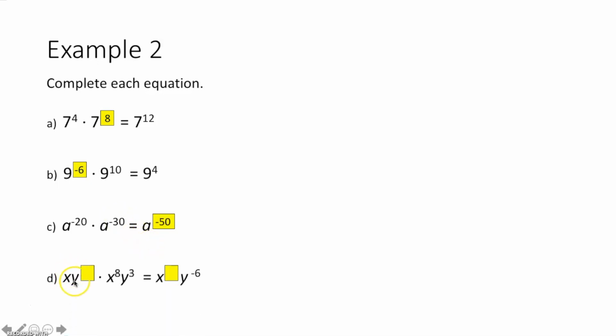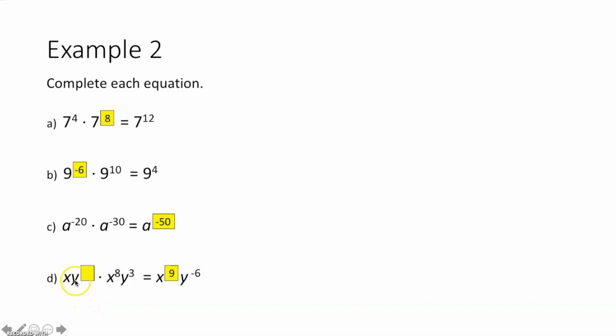Lastly, we have x times y to the something times x to the 8th times y to the 3rd equals x to the something times y to the negative 6. Okay, so all of these are basically being multiplied together. So what we can do is deal with the x's first, and then we'll deal with the y's. So x by itself is the same thing as x to the 1st power, right? So this is going to be x to the 1st times x to the 8th. Now what's 1 plus 8? That's going to be 9. So over here, this should be x to the 9th power.